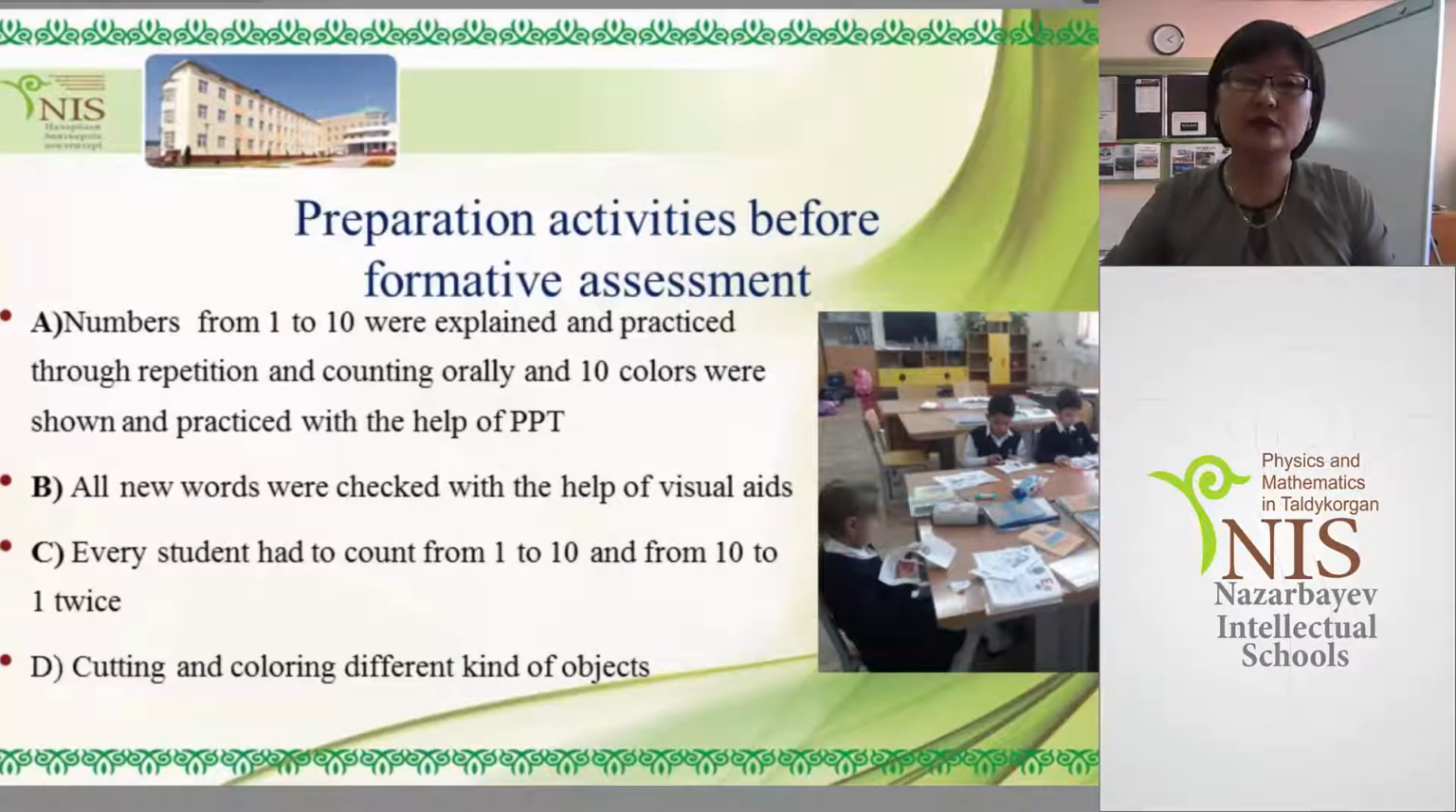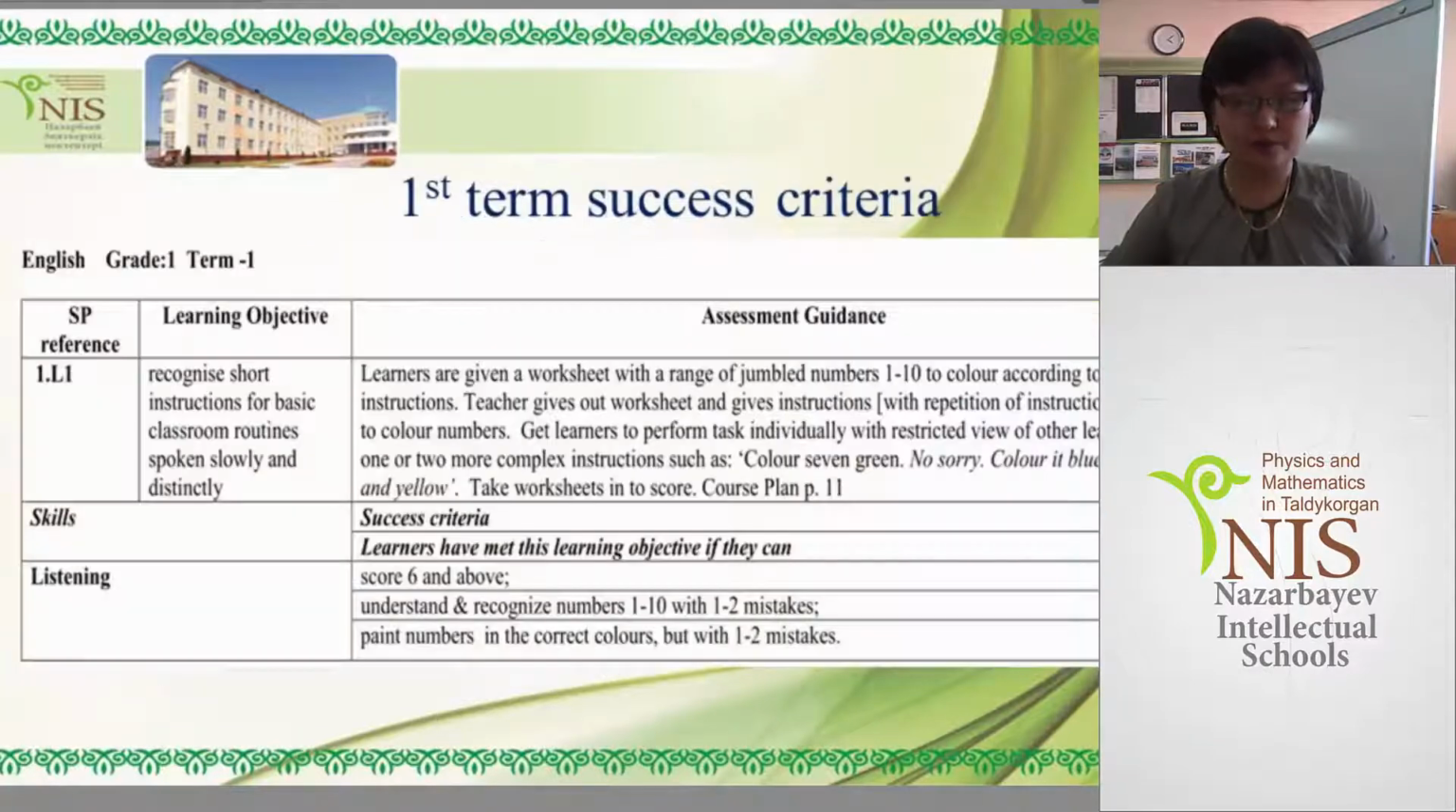Now, let's see the success criteria for learning objective listening 1, where assessment guidance suggests the following activity. Learners are given a worksheet with a range of jumbled numbers 1 to 10 to color according to the teacher's instructions. Get learners to perform tasks individually with restricted view of other learners. Include one or more complex instructions, and learners will achieve the success criteria if they score 6 or more.